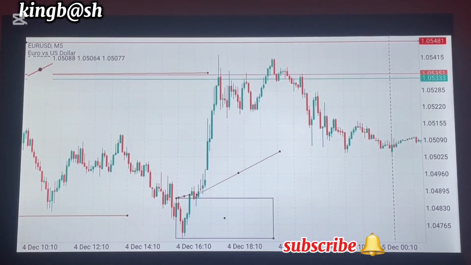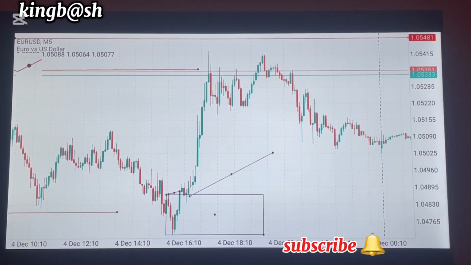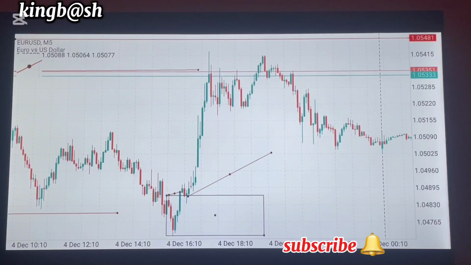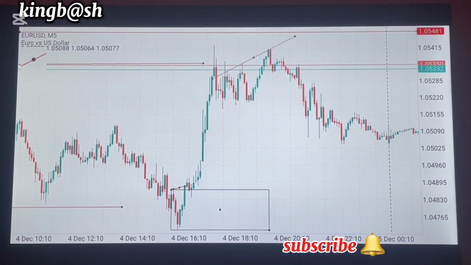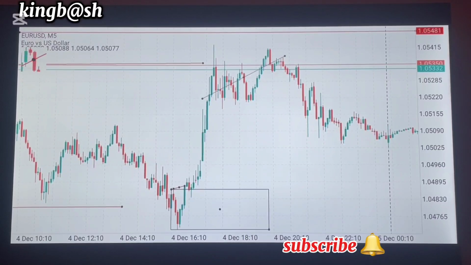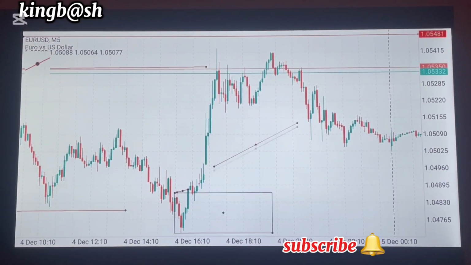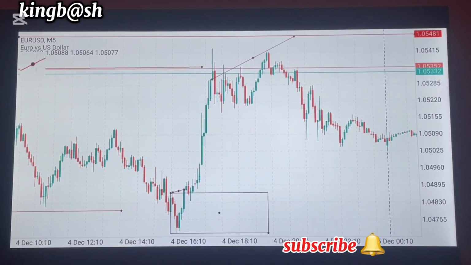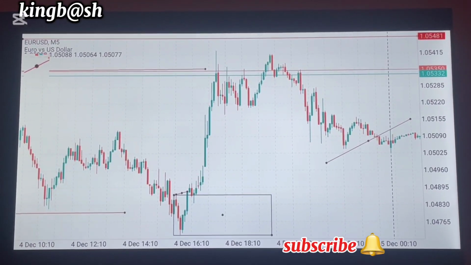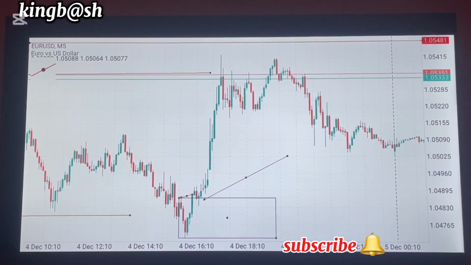Once price comes down here and starts rejecting, you can put your limit order here and target the above. Where is the above? This point here. You can target here as your take profit. You can see straight away price targeted the above before price started coming down. So this is what happens every day in the market.